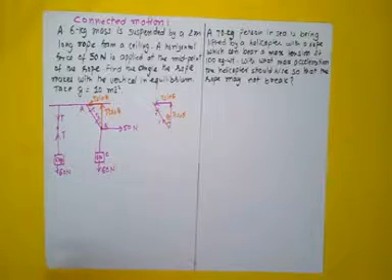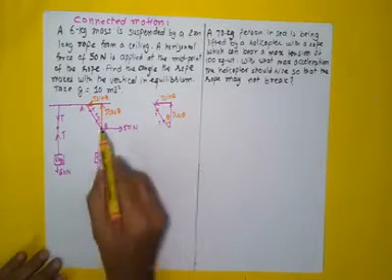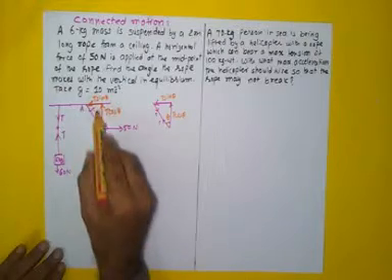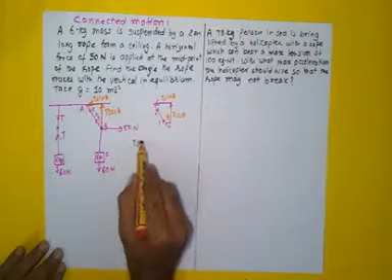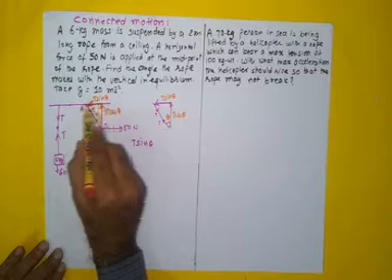So the tension T breaks up into two components, T sin theta and T cos theta. And as you can very clearly see over here, if you look at the horizontal direction, T sin theta is the component in the horizontal direction.